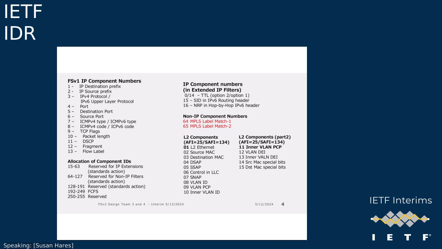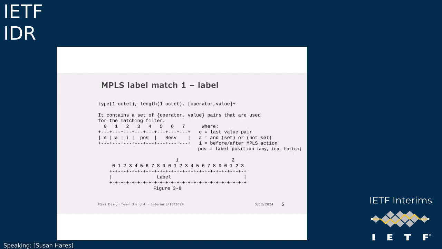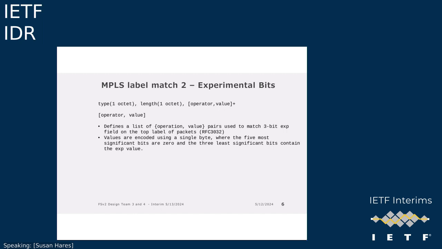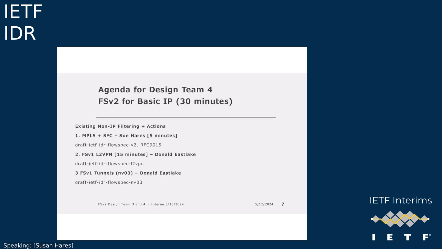The filters I mentioned: there was a label match based on the actual label, which gives you ranges for before, after. They're just the same type of ranges you have in IP. That's what the operator does. And then it has a matching on experimental bits. The SFC does not have any match filters. So with that, Donald, I will go to your L2 VPN.